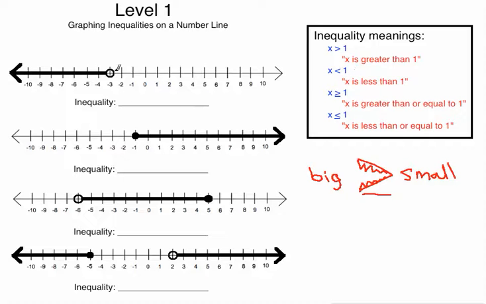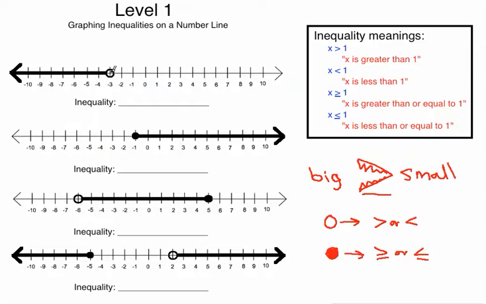So let's look over here at our first graph. Whenever you see an open circle on a graph, that means it's either going to be greater than or less than. When you graph a closed, filled-in circle, that's going to be when you've got greater than or equal to, or less than or equal to.